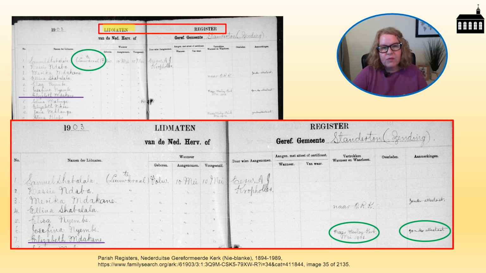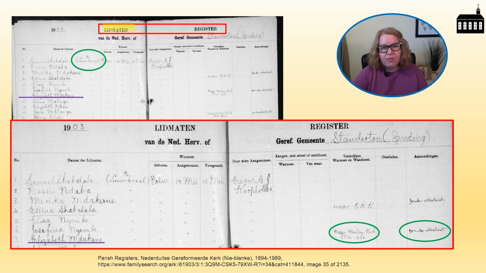Now when someone left one church, they would be given a certificate to show that they were a member in good standing, and then they would provide that to their next pastor or priest. But in this case, a little bit of extra information about Elizabeth is that she left without that particular certificate.